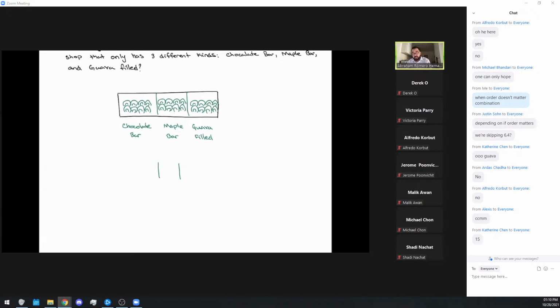Okay, but now let's start saying you select ones. Well, one possibility is you could select 3 from the chocolate bars, and then you selected 1 from the guava filled. So this is how it looks. You selected 4: 3 from the chocolate bars and 1 from guava. But you selected none from the maple bars. Does this picture make sense so far?